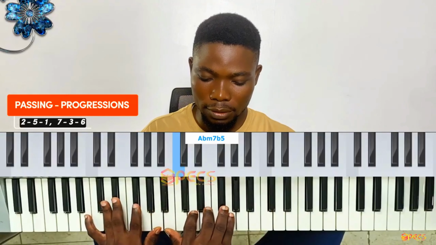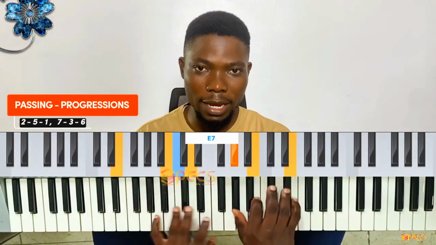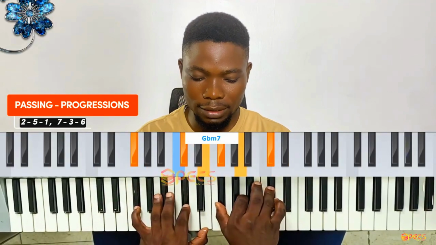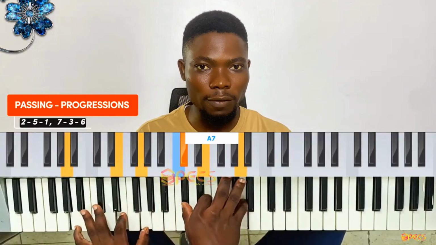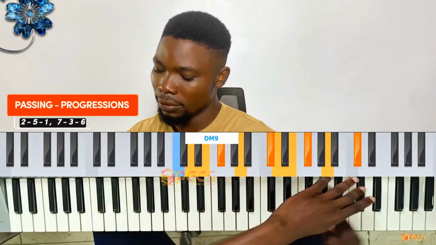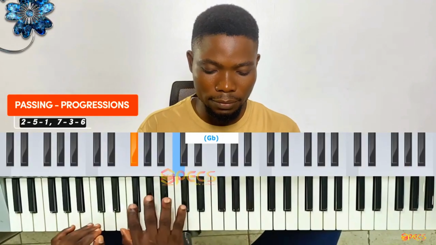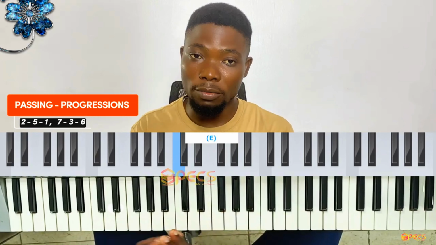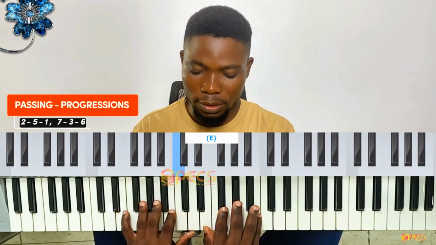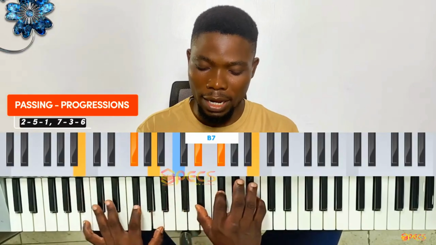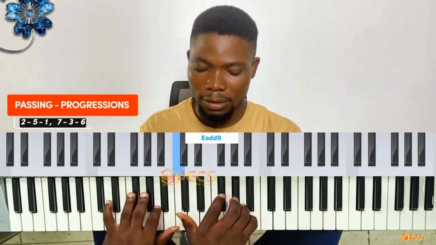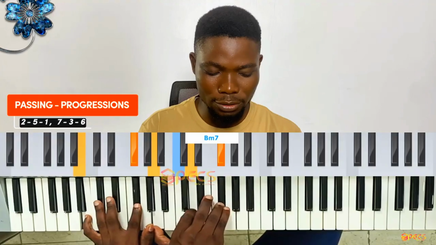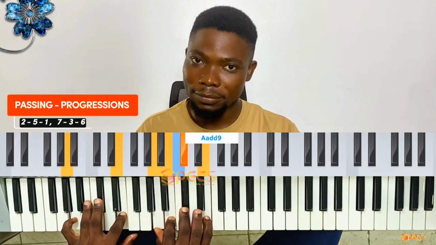On the key of A, so I do 2, 5, 1, 7, 3, 6, then 2, 5, 1. So on the key of E, take your time to explore it. This will really improve your playing if you're able to do it around the 12 keys. On the key of E, we're going to have the 2, 5, 1, then 7, 3, I like this bar, 6, then 2, 5, 1. Did you see that now?